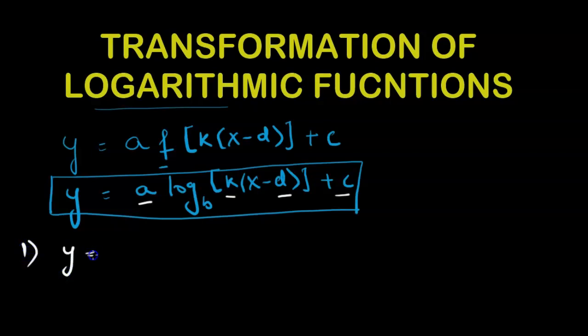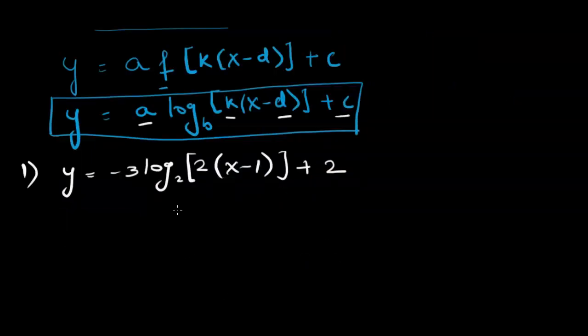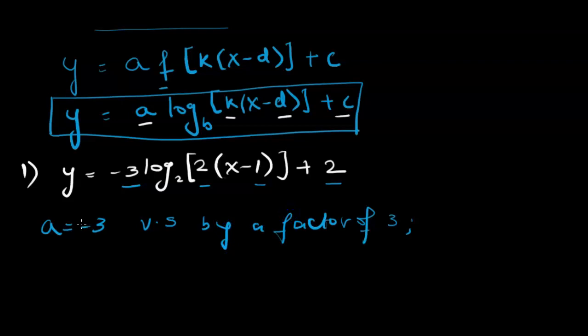If the equation is y = -3 log base 2 of (2(x - 1)) + 2, and the question wants us to describe the transformations, all we have to do is bring out a, k, d, and c and then explain their meanings. So a here is -3. It is a vertical stretch as the absolute value of a is greater than 1, so it's a vertical stretch by a factor of 3. It has another meaning because there is a negative sign: a negative a means there is a reflection over the x-axis.